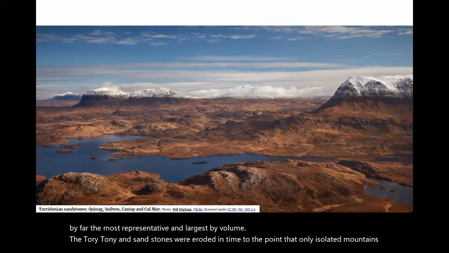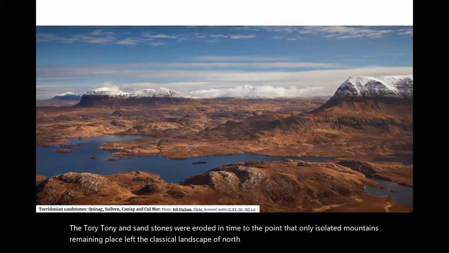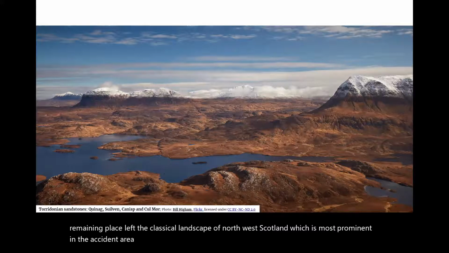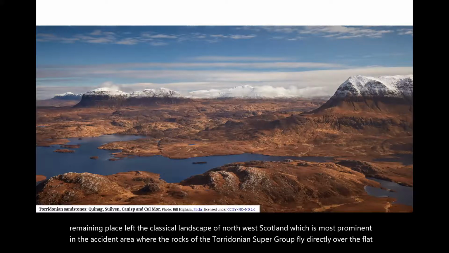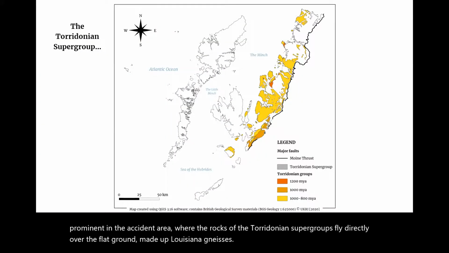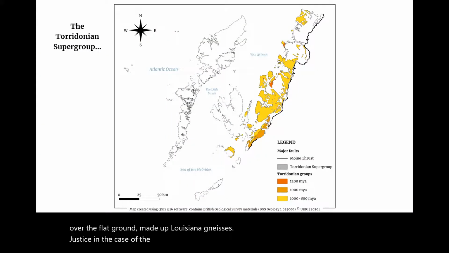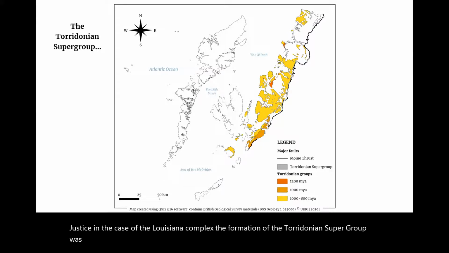That's the classical landscape of northwest Scotland, which is most prominent in the Assynt area, where the rocks of the Torridonian Supergroup lie directly over the flat ground made of Lewisian gneisses. Just as in the case of the Lewisian complex, the formation of the Torridonian Supergroup was followed by a break in which no deposition occurred until later.